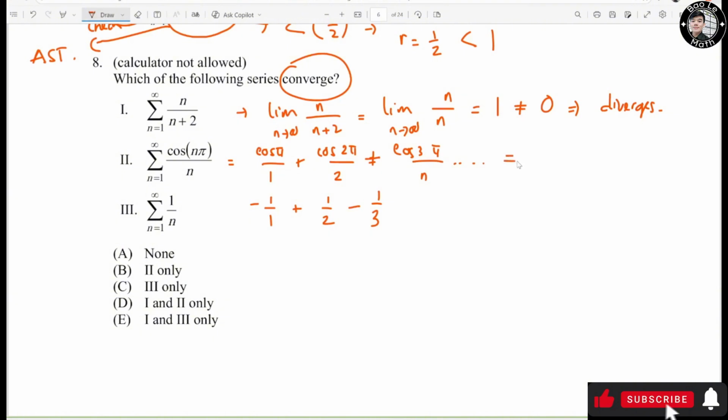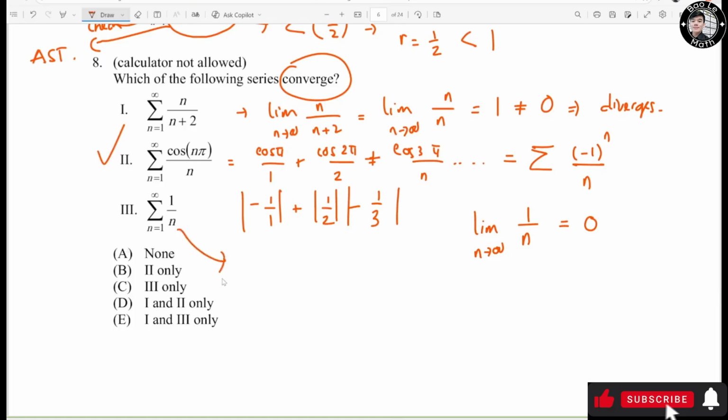So this is actually an alternating series. This series is the same thing as the sum of -1 raised to the n over n. So we find the limit of 1 over n as n approaches infinity, and it's going to be 0. Then look at the terms: take the absolute value of each term, and you see that the absolute values are decreasing. So by the alternating series test, this series converges. And the last one is the harmonic series where p equals 1. This one diverges, so the answer is B.